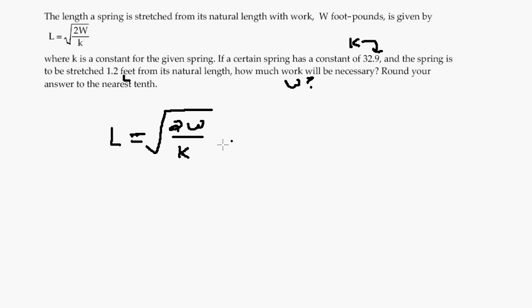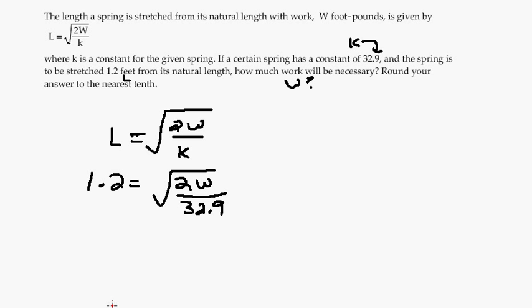We're going to plug in the 1.2 for the length. And we're going to have the square root, and we've got the 2. Now we need to times that by W, but we don't know what W is. And then we divide that by K, which is 32.9. Now at this point, I don't really care what the story problem says anymore. I'm solving for W. And if you watched the last videos about solving radical equations, you know the first step is to make sure your square root's isolated on one side of the equal sign, which it is, so we're good to go.